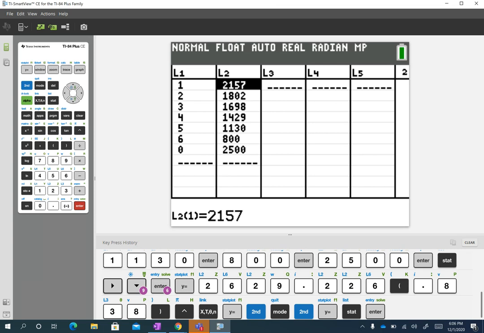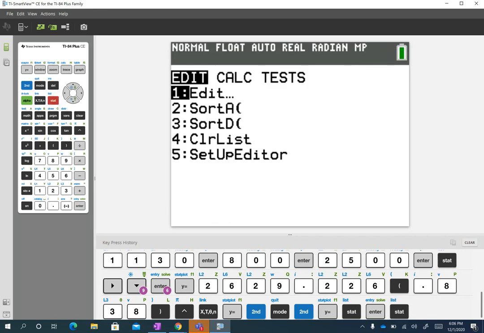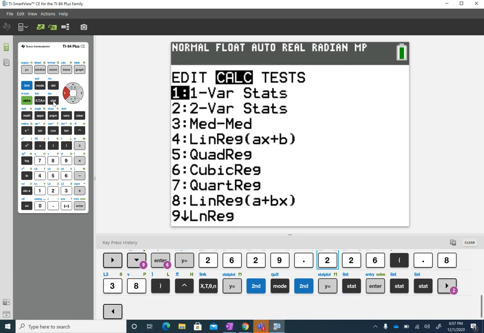Once you have the data in, and preferably it's list 1 and list 2, if you have any data in there, get rid of it and make sure you're in L1 and L2. Then go back to the stat button. Remember, that's where all the good stuff happens. Stat, and then you're going to go to calc.